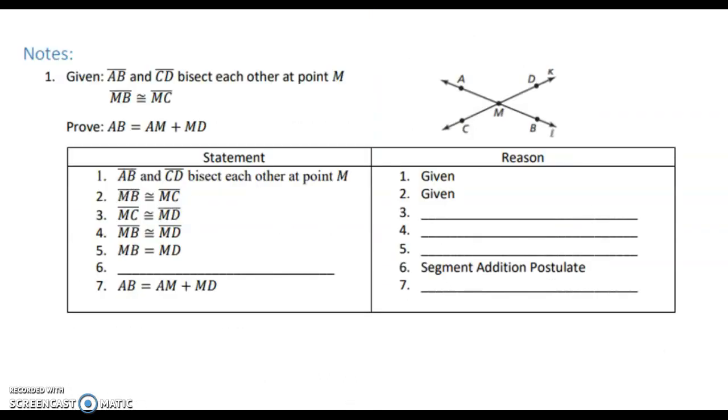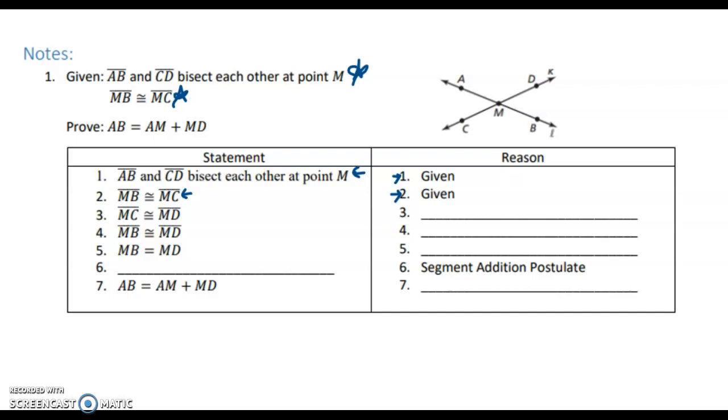So first of all, your given is AB and CD bisect each other at point M, and that's given right here. Then your next given, sometimes you have more than one, is MB is congruent to MC. So that's right there, and they wrote given. The first two lines were just the givens, an easy way to start out the proof. Now, where we're headed is the proof: AB equals AM plus MD. That's where we want to get by the end of this proof.